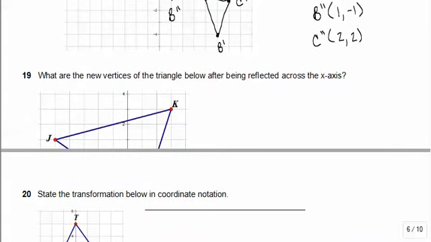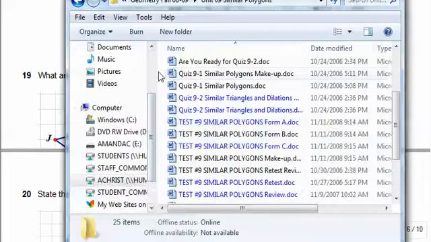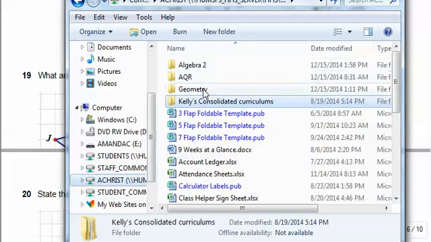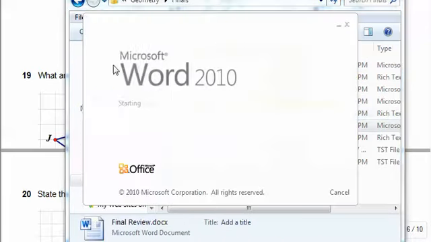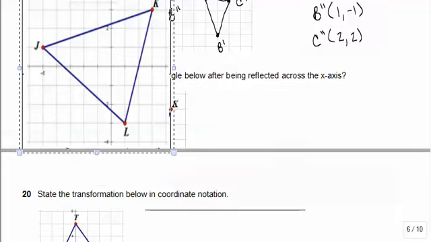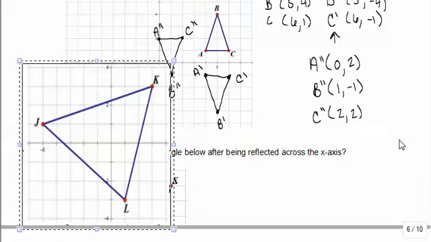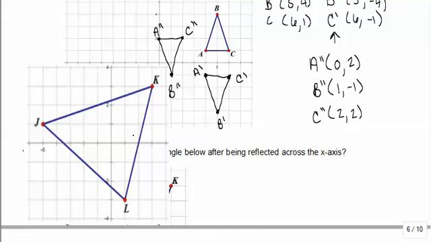What are the new vertices of a triangle below after being reflected across the x-axis? Let's see what that really looks like. Okay, so if I'm flipping these over the x-axis, I just pasted this here. J, K, and L. All the primes.